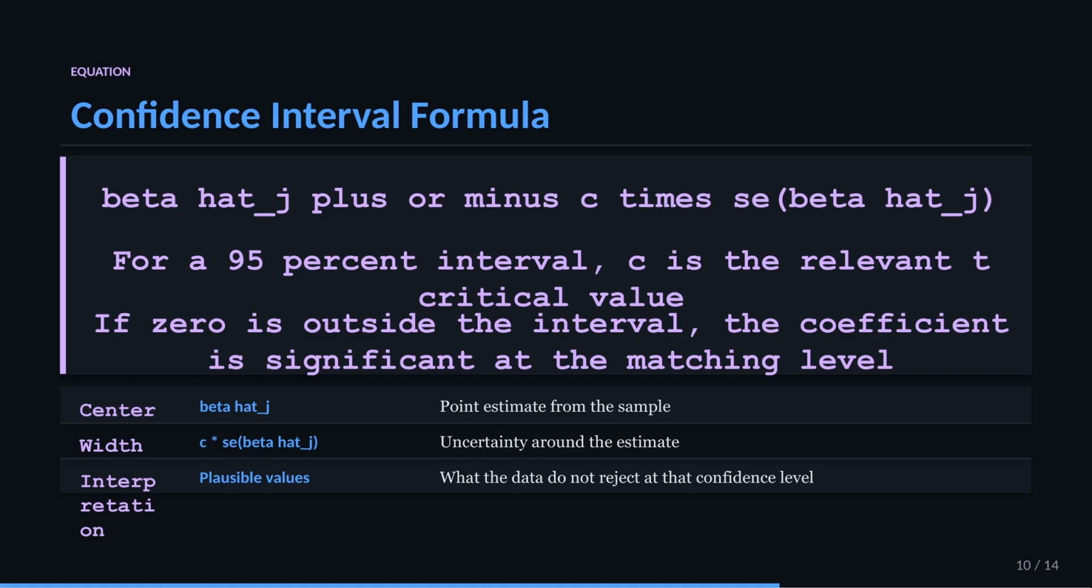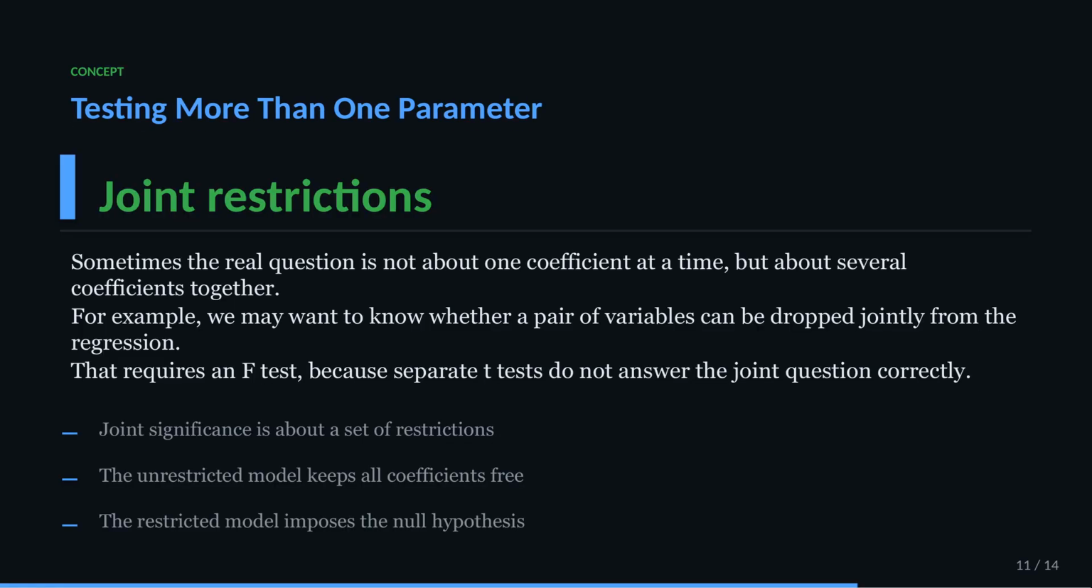So far, we have tested one parameter at a time, but many economic questions are joint questions. We may want to know whether two coefficients are equal, whether several variables can be dropped together, or whether a whole block of regressors matters. Separate t-tests do not answer that correctly. For joint restrictions, we use an F-test. The unrestricted model lets all coefficients vary freely. The restricted model imposes the null hypothesis. Then we compare how much fit is lost when those restrictions are enforced.